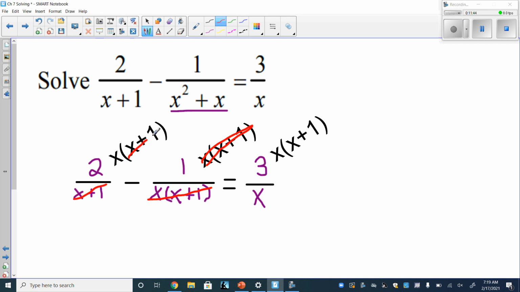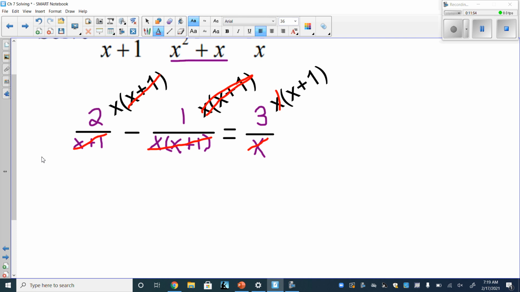Well, here the x plus 1 and x plus 1 would cancel. Hey, I don't have any more fractions here. And the last one, x and x would cancel, and that simplifies all the fractions there. So multiplying each one of these by x times x plus 1 does simplify each and every fraction out. So let's see what we're left with.